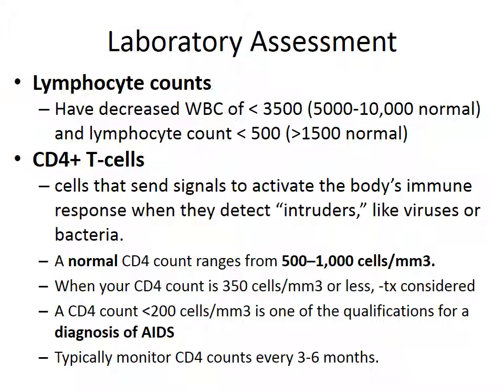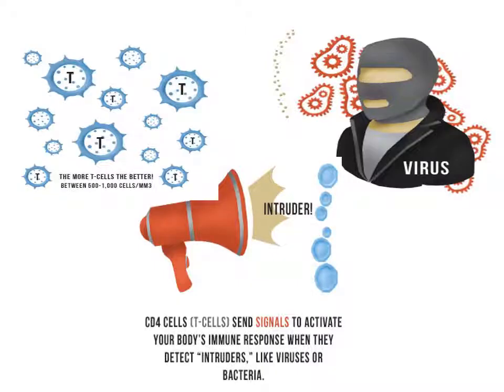When your CD4 count is less than 350 cells, treatment is considered, and when a CD4 count is less than 200, it is one of the qualifications for a positive diagnosis of AIDS. You typically monitor the CD4 counts every 3 to 6 months to see what the immune response is doing. Here's another slide that shows the T cells, the intruder, and the virus.